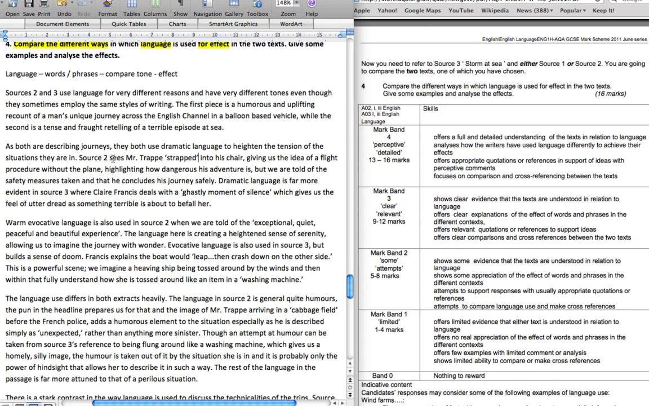But you see here the detailing isn't actually very good now that I'm looking back on it. Source 2 sees Mr. Trapp strapped in his chair, giving the idea of a flight procedure without the plane, highlighting how dangerous his adventure is. That's clear and relevant, but that's not detailed and perceptive.